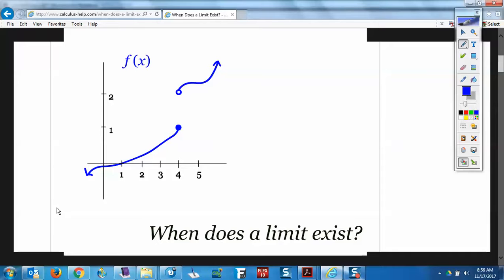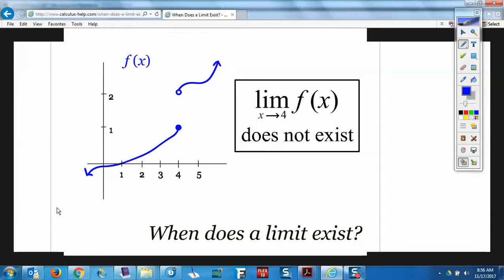Now it's time to get down to the brass tacks and think mathematically about piecewise functions. Take a look at the graph of this function f of x. Visually you can see that it's got a break in it at x equals 4. So, if we travel towards 4 from the right, we will arrive at a height of 2. However, if you travel towards 4 from the left, you will arrive at a height of 1.